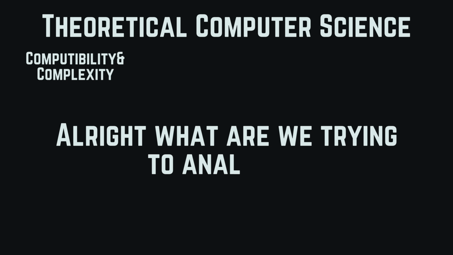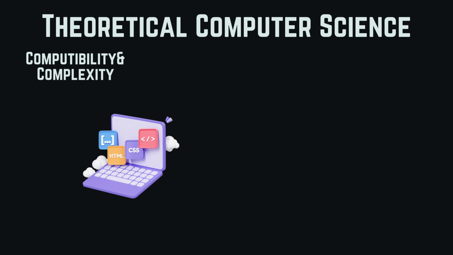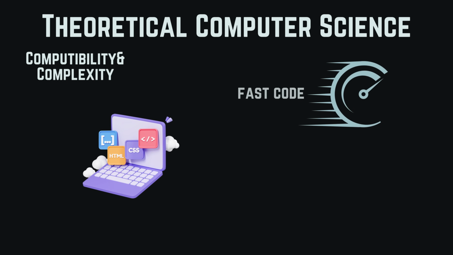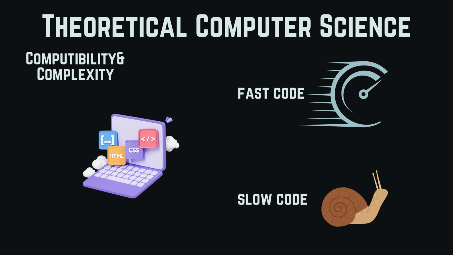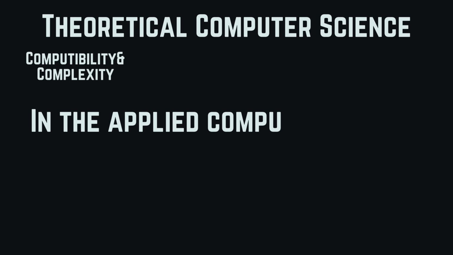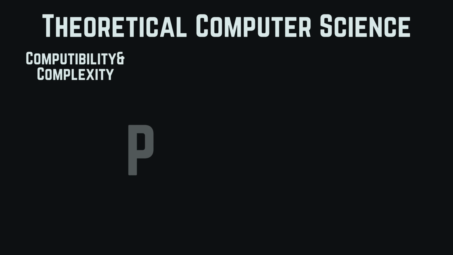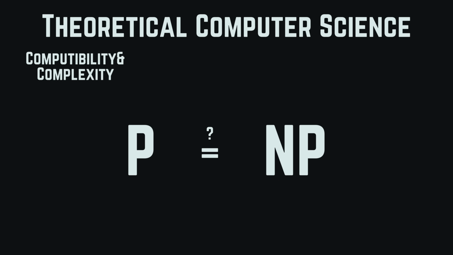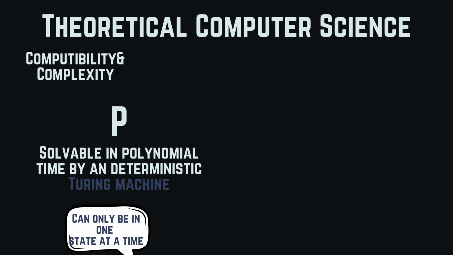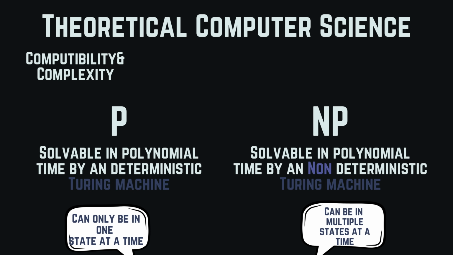Alright, what are we trying to analyze? People who are familiar with coding already know that you can write fast code or you can write slow code. In the applied computer science part, we already talked about the big O notation, and in this course we're going to look at two complexity classes, P and NP. The class P contains all the problems that can be solved in polynomial time, and NP is the class that contains all the problems that can be solved in non-deterministic polynomial time.